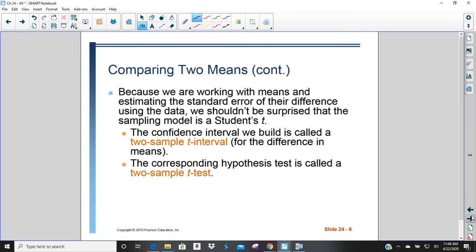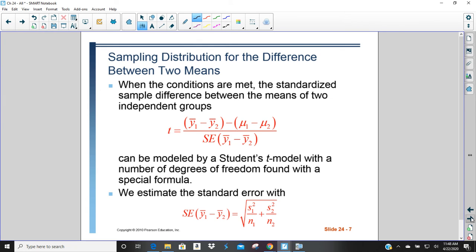So comparing two means, because we're working with means and estimating the standard error of their differences using the data, we shouldn't be surprised that the sampling model is the Student t. The confidence interval we build is called a two-sample t-interval, differences in means, and the corresponding hypothesis test is called a two-sample t-test. The data we're going to be using is going to be as follows.